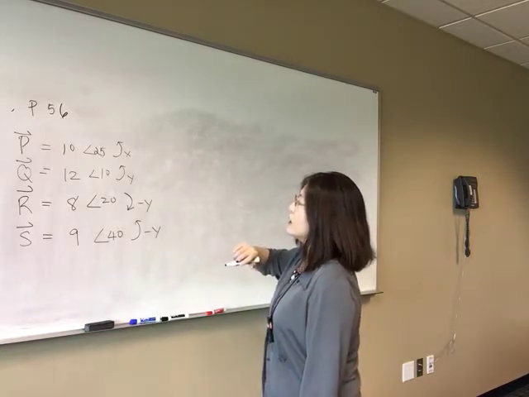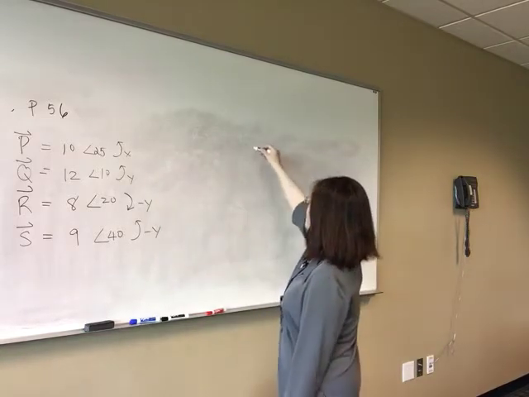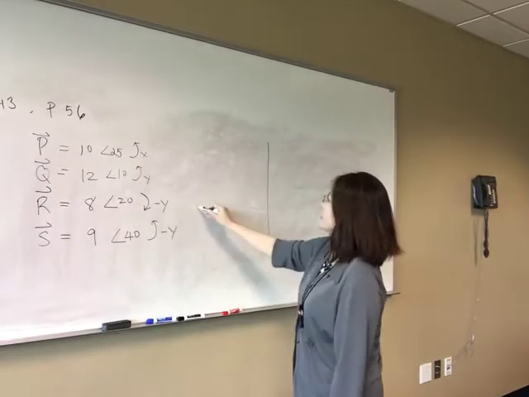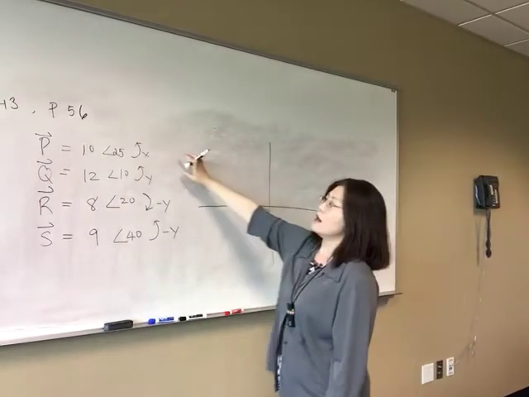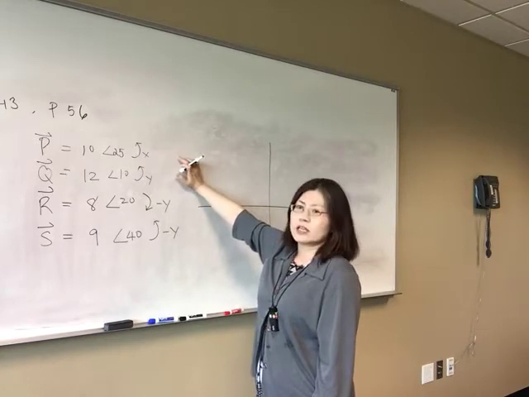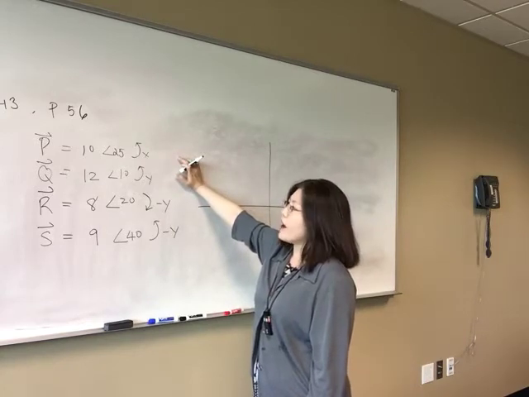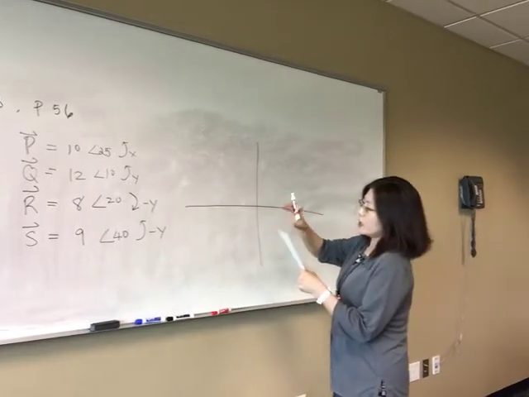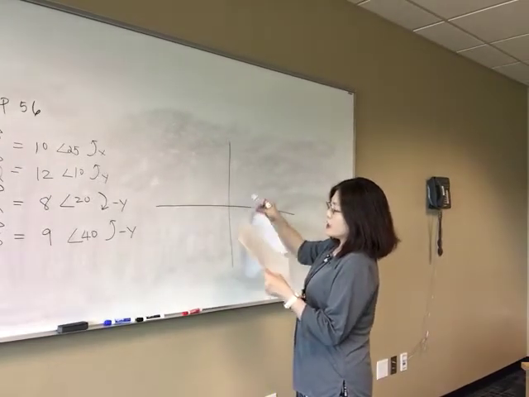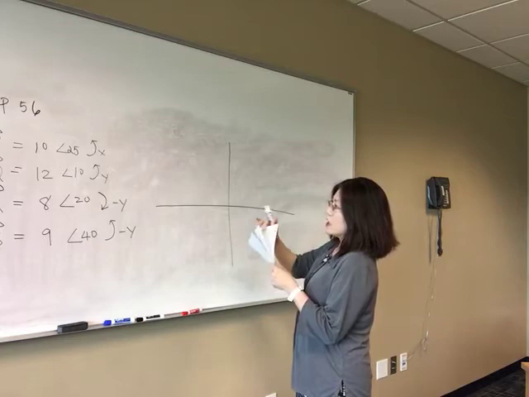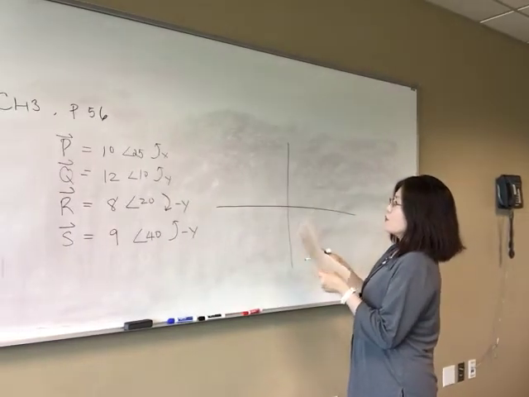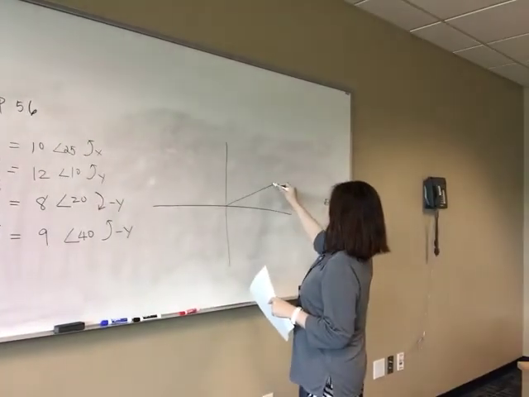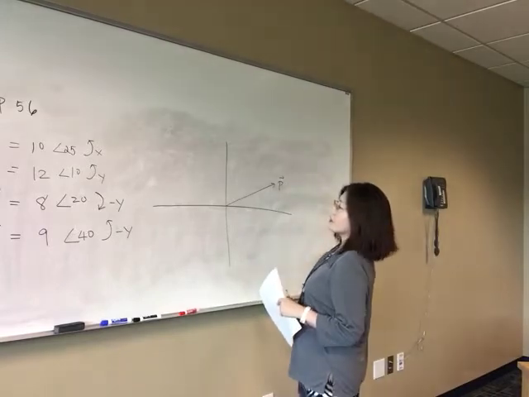What we need to do is draw those vectors on the XY plane, so you'll be able to express them in unit vector notation and then find the sum of these four vectors. So where is your P? Your P is making 25 degrees with the x-axis. So this is your vector P.